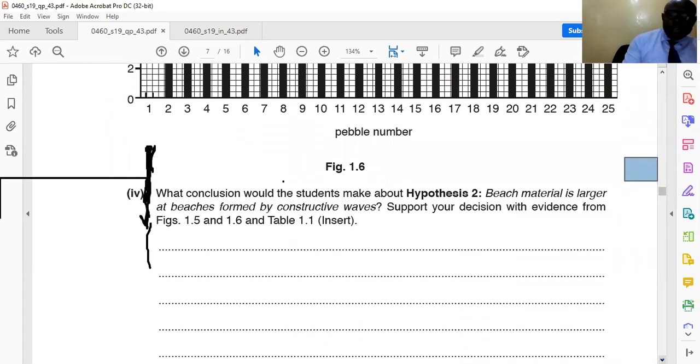What conclusion will the student make about hypothesis 2? Which material is larger and which is formed by constructive waves? Support your decision with evidence from figure 1.5, 1.6. Well, the hypothesis will be false. Let's first and foremost look at this 1.6. Let's see which material is larger and which is formed by constructive waves.